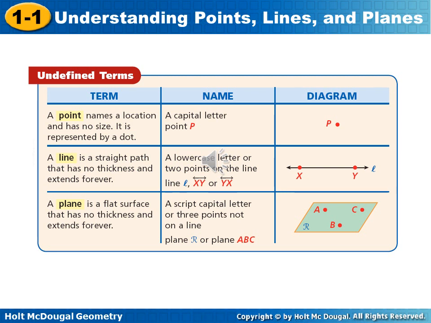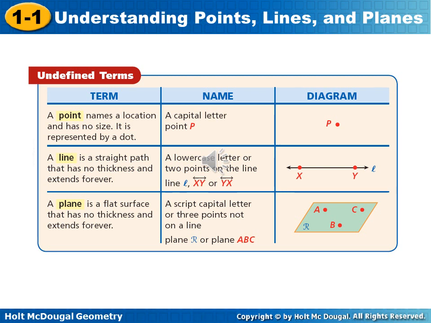When we have a point, that's a location that has no sides. It is only represented by a dot. For the name, we use a capital letter. So point P would be capital P. And in a diagram, it would just be a dot with a capital P next to it.